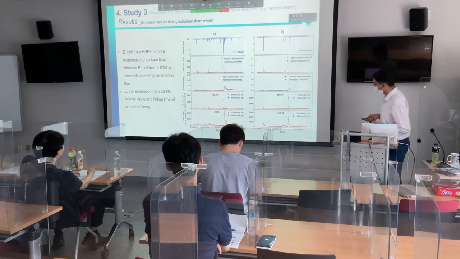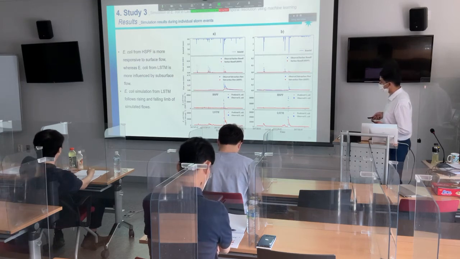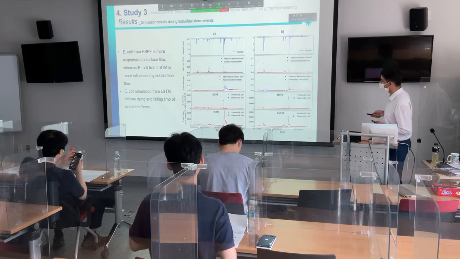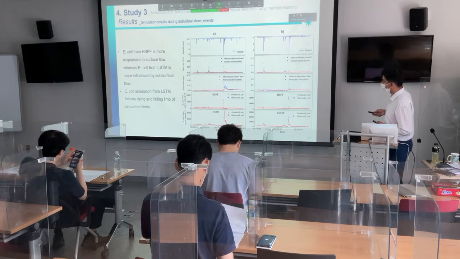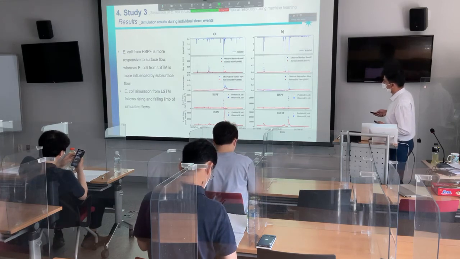And this is because, if this is the E. coli simulated, here is the simulated E. coli from LSTM, and here is the subsurface flow. And we see that the E. coli more closely follows the subsurface flow in LSTM. On the other hand, in HSPF, it follows more closely the surface runoff.